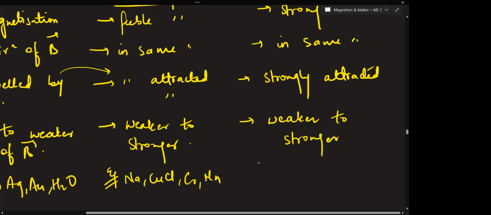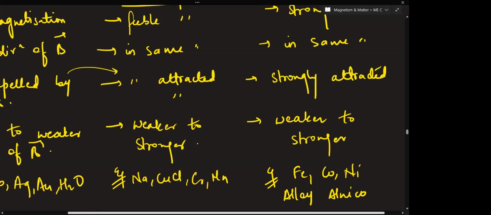And regarding movement, they go from weaker to stronger parts. Now examples you can remember: iron, cobalt, nickel. There's an alloy known as alnico, which is actually made up of aluminium, nickel, and cobalt. So this is also one of the examples. These are the major points that I have covered.